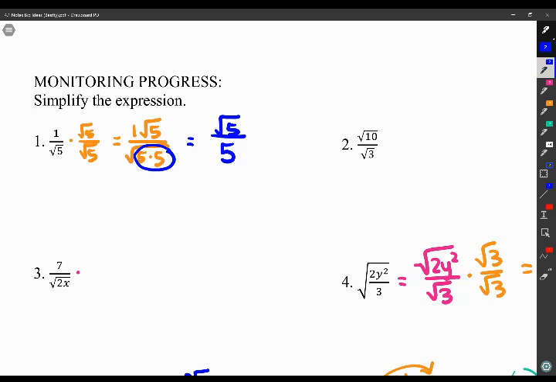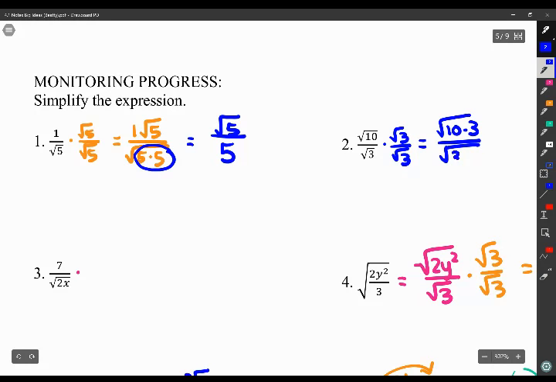And then number 2, same idea. Radical 3 and a radical 10. So we've already split it. So we need to get rid of the bottom and it's one term. So we're going to multiply the top by 3 and the bottom by 3. And when I multiply the top by 3, I can either go 10 times 3 or you can get 30. And on the bottom, you get 3 times 3.